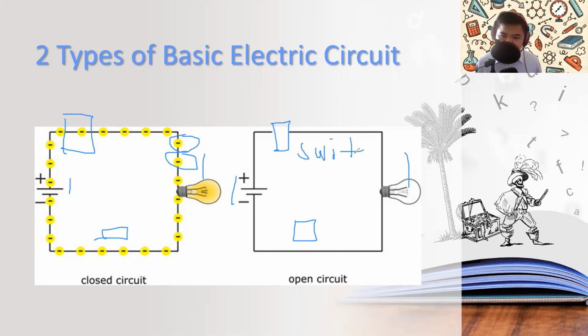The basic type of electric circuit depends on the switch. If the switch is closed, it means the circuit is turned on. It means there is electricity. If the switch is not closed, it's open, it's an open circuit, there is no electricity. Do you understand?